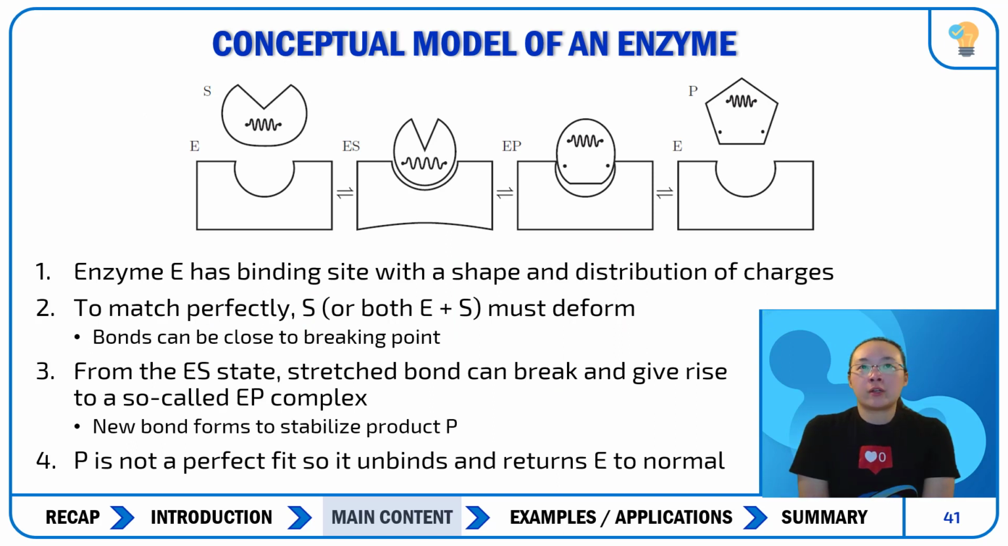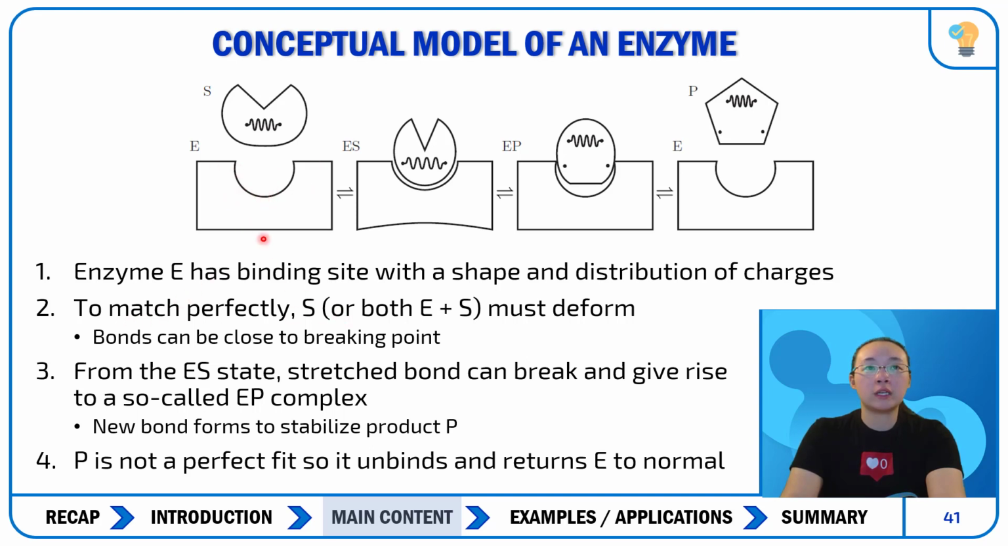So now we're moving on to a conceptual model of an enzyme. What this is saying is that there are 4 steps to enzyme catalysis, and we're going to go through this in detail, and it would be important for you to understand this and what's happening here. So your enzyme E over here, which is that box, has a binding site, this circular area, and it has a certain distribution of charges.